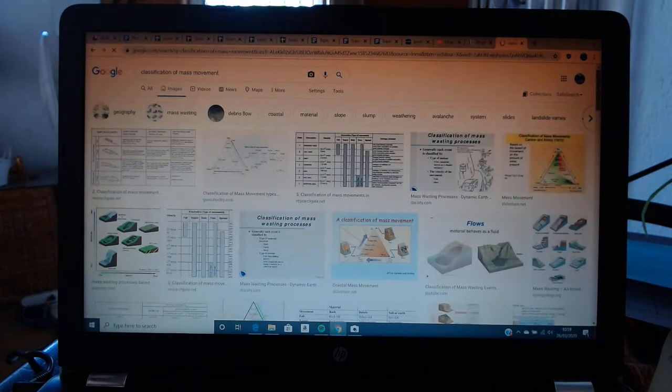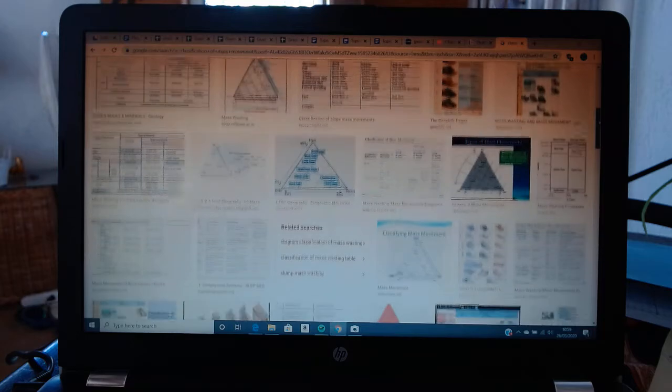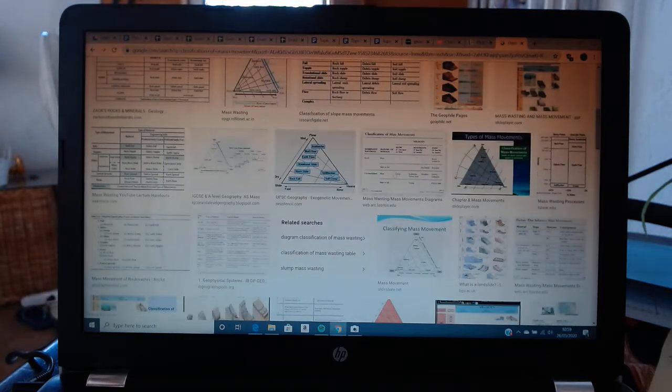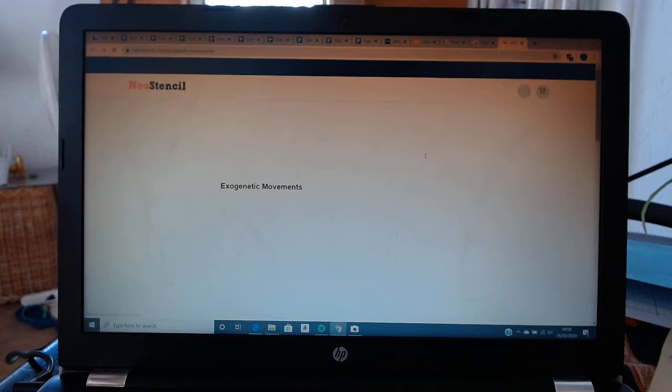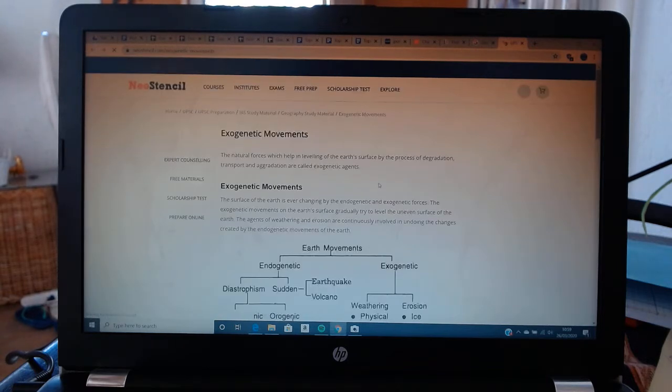When our images come up, I want you to scroll down through. A lot of it's very complex, don't worry about that, but we have this one just here. We're going to do a sketch of this in just a moment, but if you click on it, it takes you to a very good website which has lots of information about mass movement, and the types and the problems with it. I'd encourage you to write down the link. I've never heard of NeoStencil before, but I will be looking it up in future.